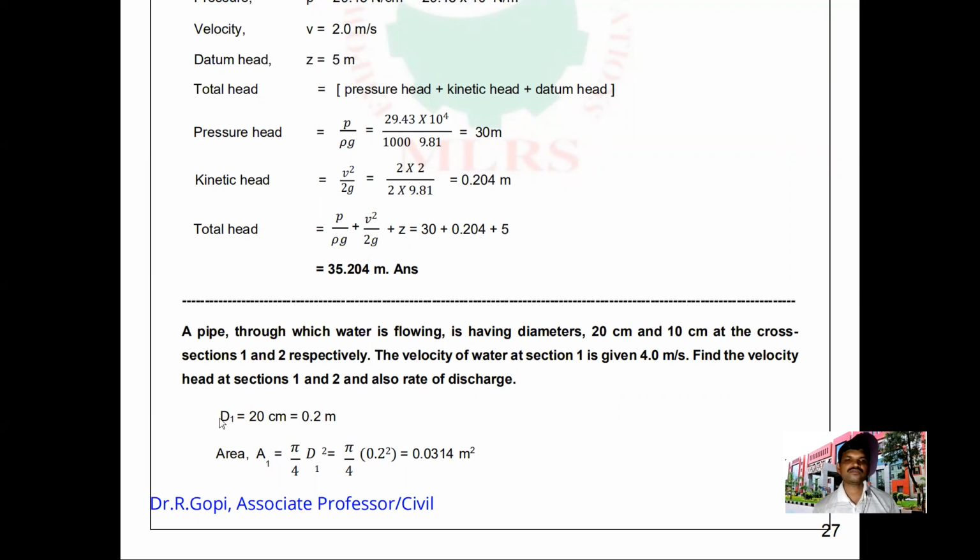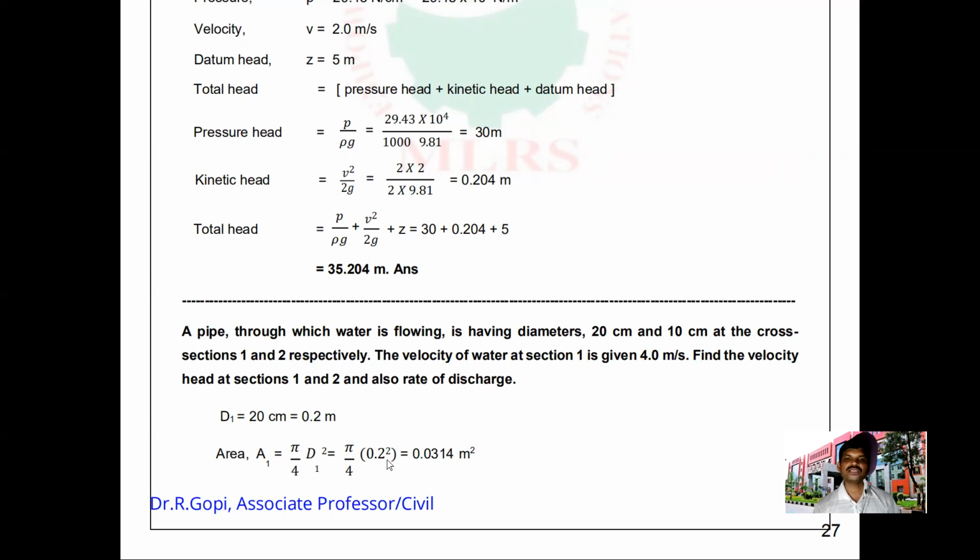Next, D1. What is D1? 20 centimeter. If you convert it into meter, it means 0.2 meter. Next, area. We have to calculate the area because, listen here, V1 only is given, V2 is not given. See, diameter D1 is given, D2 is given, V1 is given, but V2 is not given. So how to calculate? Using the continuity equation, A1 V1 equal to A2 V2. For calculating that, we need A1 and A2.